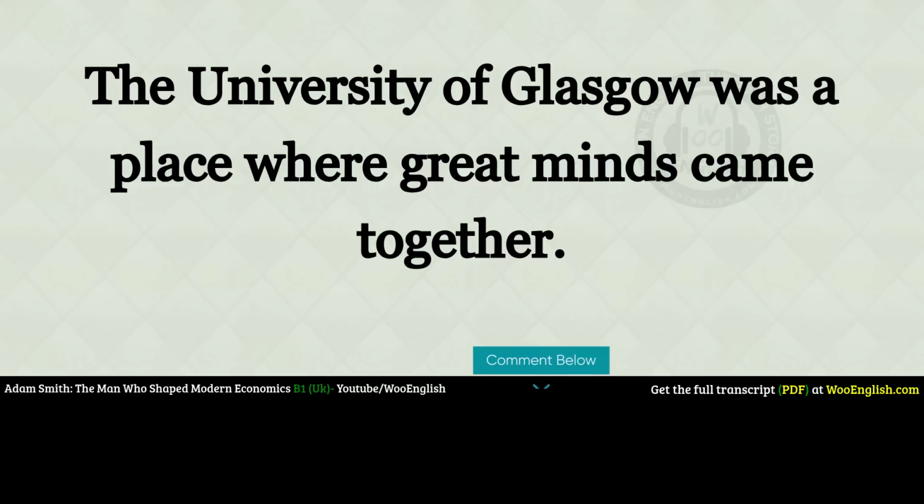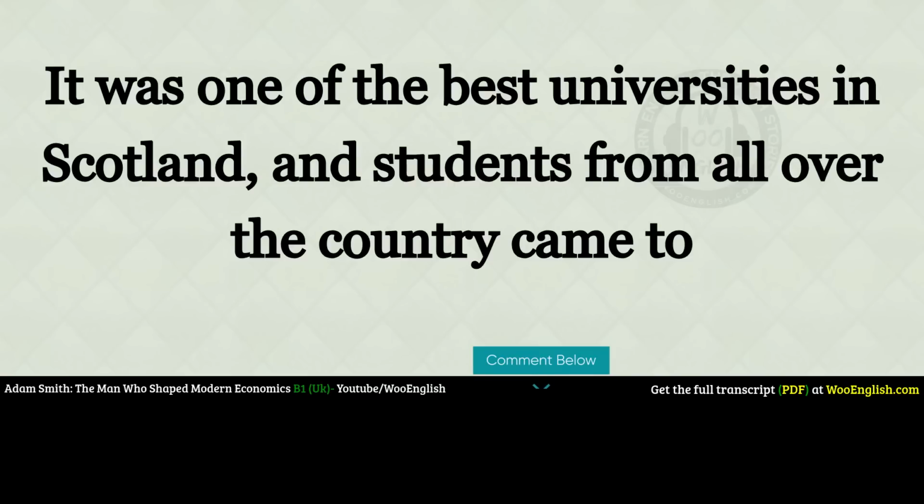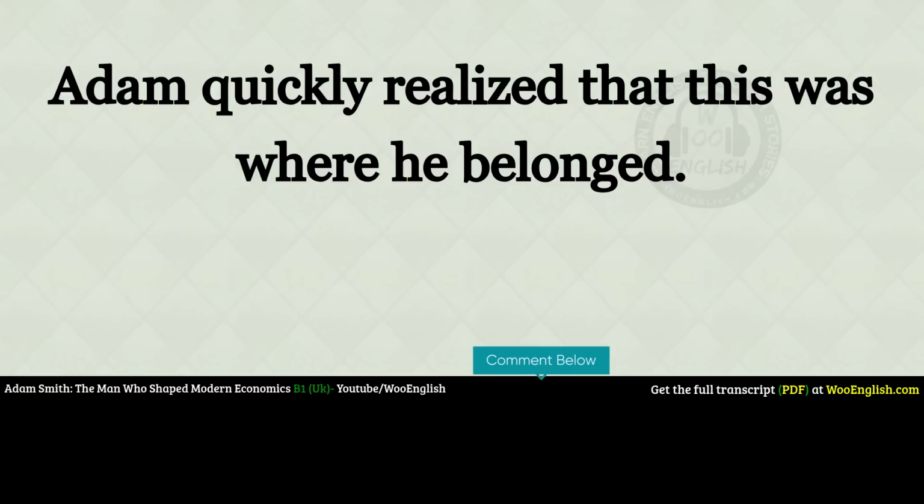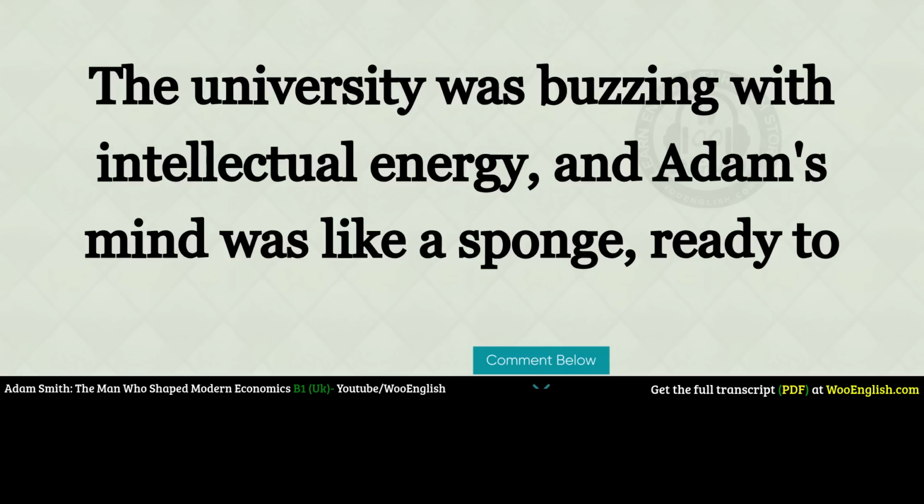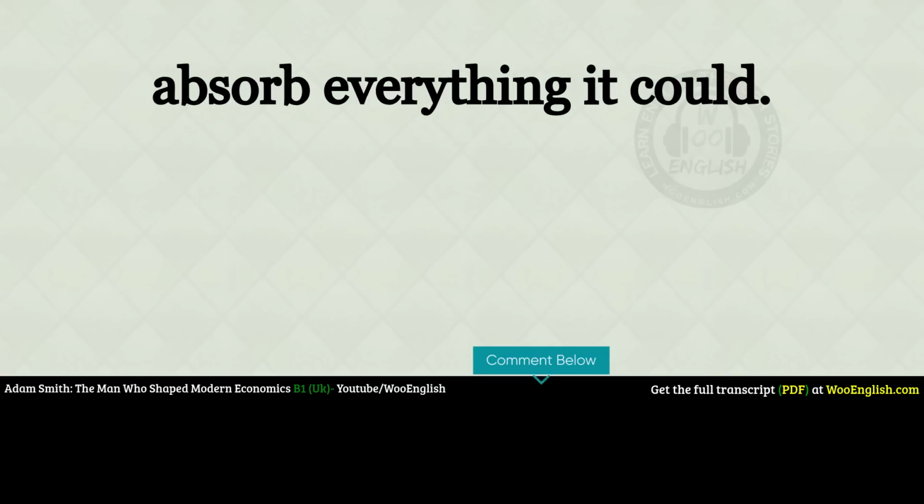The University of Glasgow was a place where great minds came together. It was one of the best universities in Scotland, and students from all over the country came to study there. Adam quickly realized that this was where he belonged. The university was buzzing with intellectual energy, and Adam's mind was like a sponge, ready to absorb everything it could.